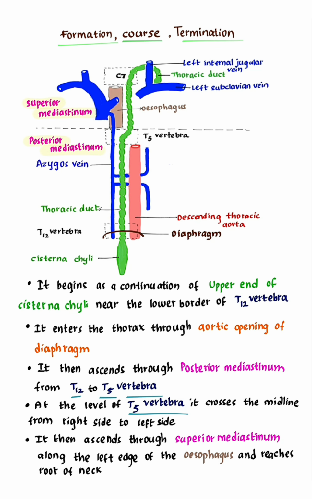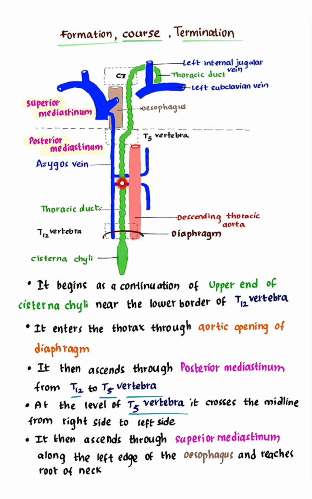You can see the thoracic duct, it is beginning at the level of lower border of T12 vertebra. Near the lower border of T12 vertebra, thoracic duct is formed. It then enters the thorax by passing through aortic opening of the diaphragm. Aortic opening of the diaphragm is present at the level of T12 vertebra.